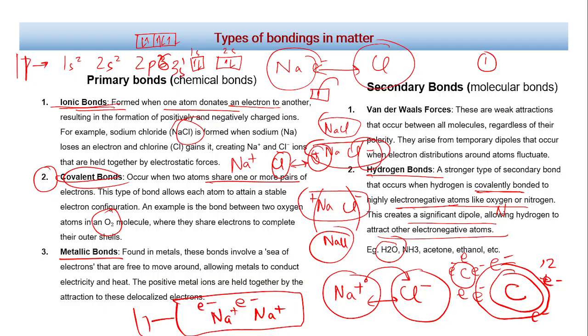Basic category is primary, also called chemical bonds. These are strong kinds of bonds. Another is secondary bonds, also called molecular bonds. They are relatively weaker kinds of bonds. Okay, so now let's see.